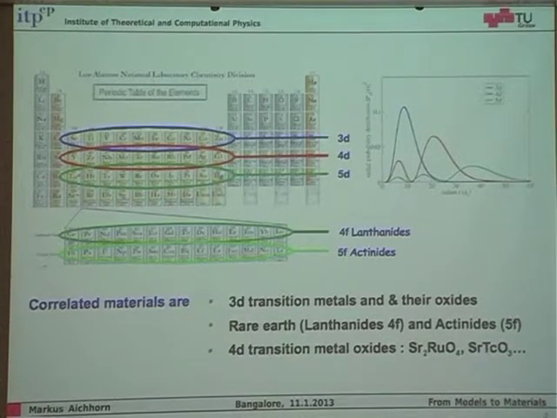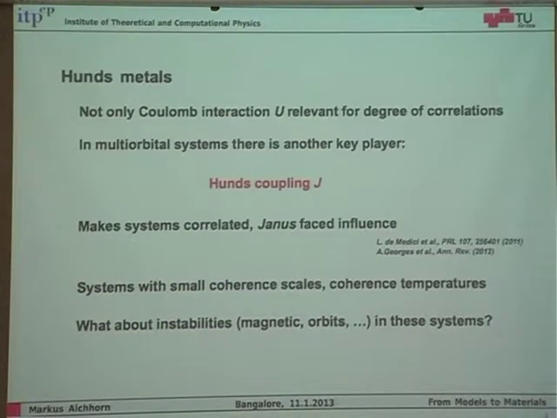I will show you what happens in this material. Okay, it's all about Hunds metals. So the important player that comes into the game here is the Hunds rule coupling J. And I think since we did not see any multiband Hamiltonian so far, for also the students of you, I will spend one slide on showing you the terms and showing you what U and J is. Okay, so we have the Hunds rule coupling in addition to the Coulomb interaction U that you have in a one-band model. And we learned in the morning that this produces systems with the small coherence scales. I will show you the data then on this ruthenium compound, what this small coherence scale really means, and small coherence temperatures. But what about the instabilities?